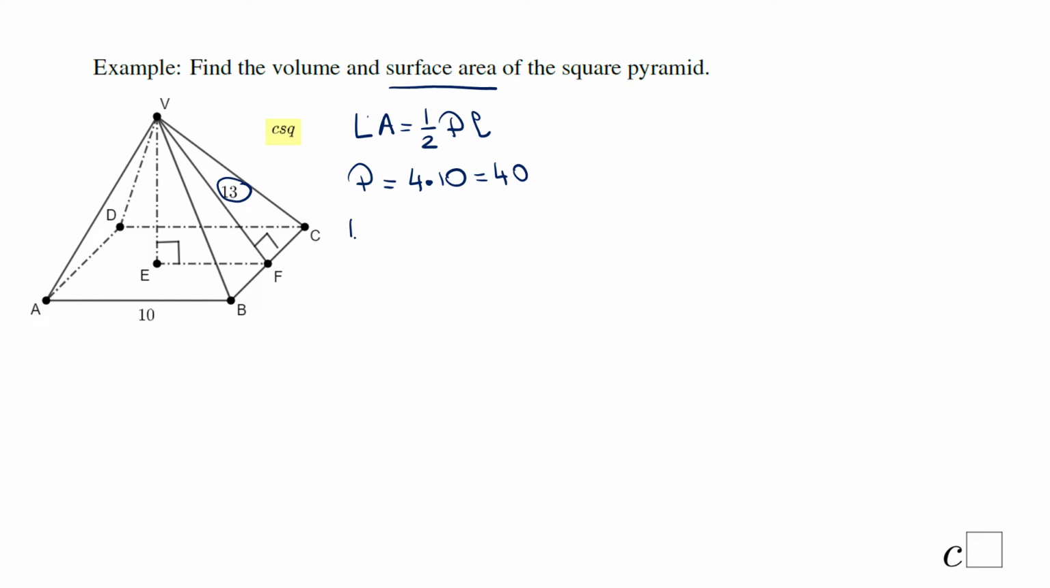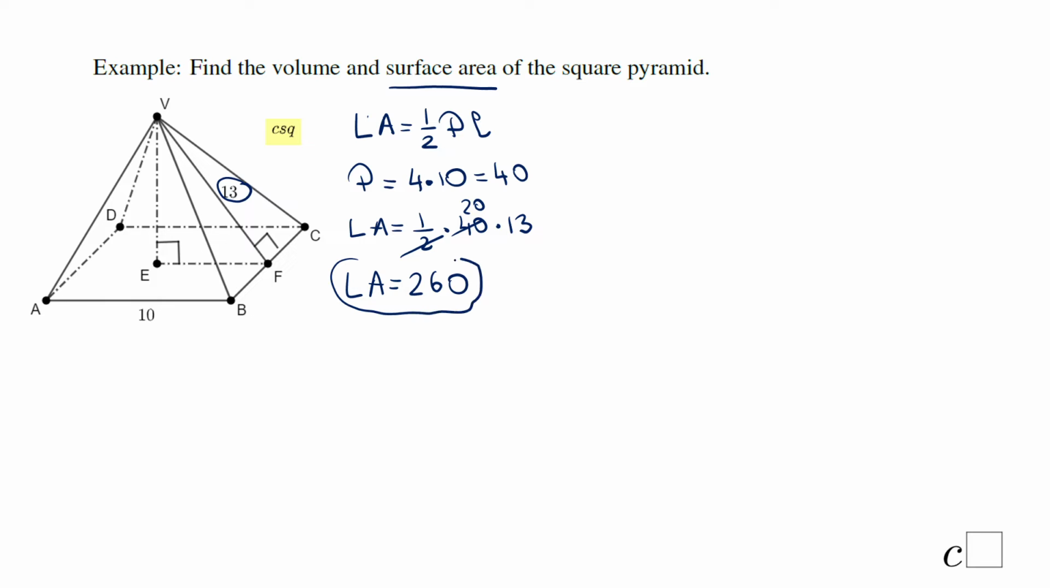So the lateral area will be 1/2 times 40 times the slant height, which is 13. We're going to simplify here, and we have 20 times 13, and that means the lateral area is 260 square units.